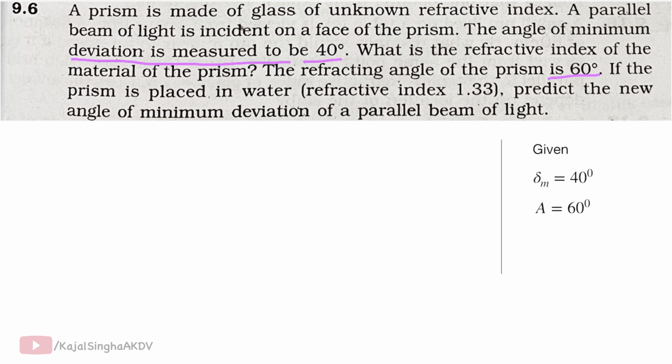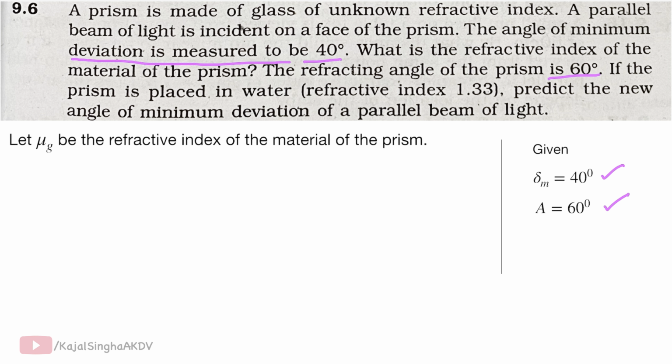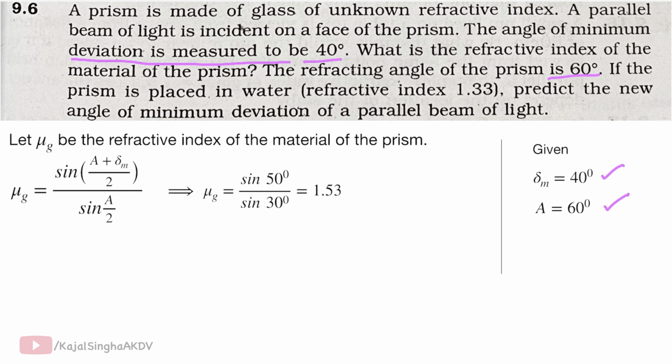So here delta m, that is angle of minimum deviation, is given as 40 degree, and refracting angle of the prism is 60 degree. Let mu g be the refractive index of the material of the prism, and we know the equation mu g equals sine (A plus delta m) by 2 by sine A by 2. If we put the value of A and delta m, then we get mu g equals sine 50 degree by sine 30 degree, and after putting the values of sine 50 degree and sine 30 degree, we get 1.53. Mu g equals 1.53.